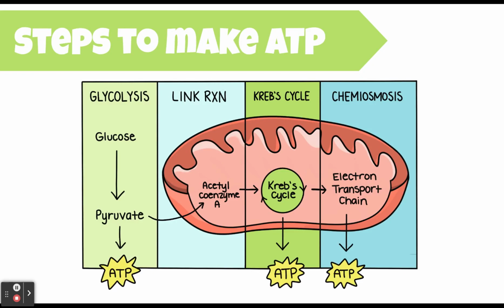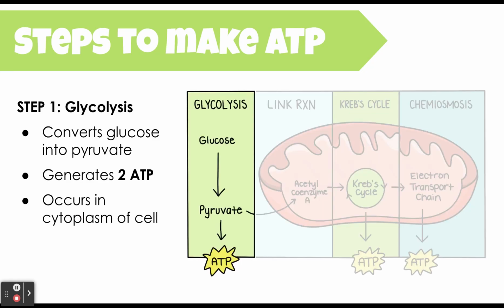So there are 4 main steps in order to make ATP. We're going to walk through each of these steps and talk about where ATP is created and how it's created. Step 1 is called glycolysis. The root of that word is very similar to glucose, and the second half, lysis, means to split.